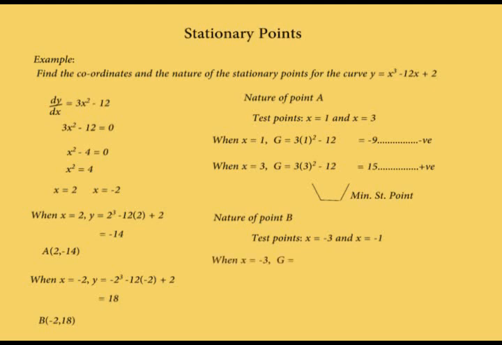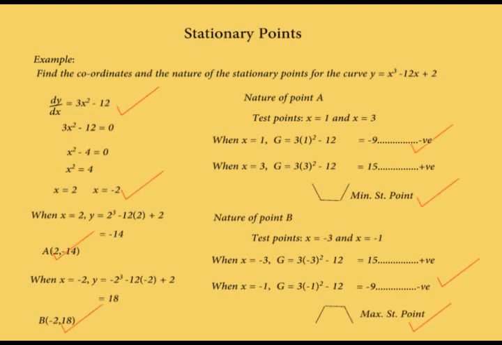When x is equal to negative 3, the gradient will be 3 into minus 3 squared minus 12. That gives us 15, positive. When x is equal to negative 1, substitute in the gradient function. That will give us 3 into minus 1 squared minus 12, which will give us minus 9, negative. So the gradient changes from positive to 0 and then to negative. It is a maximum stationary point.